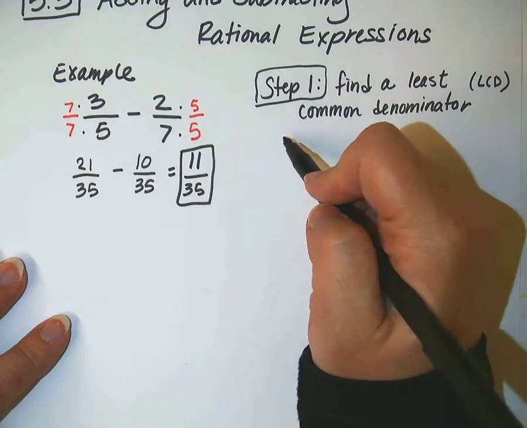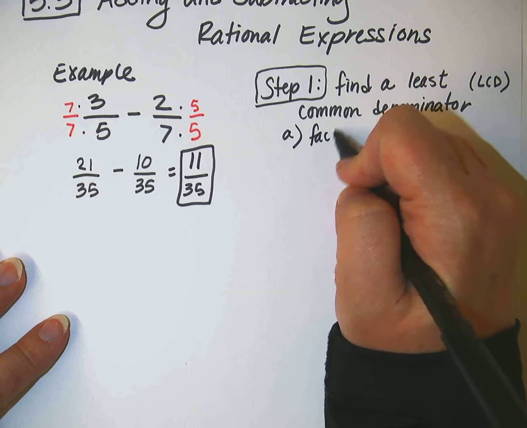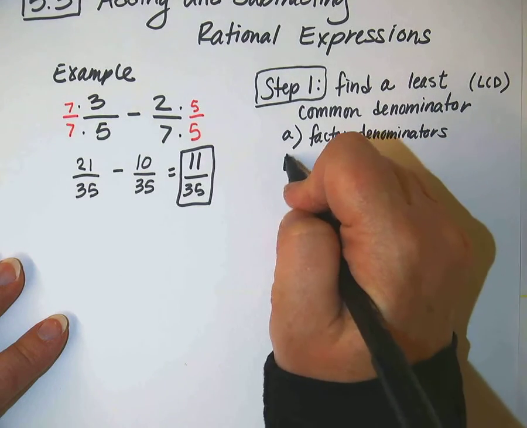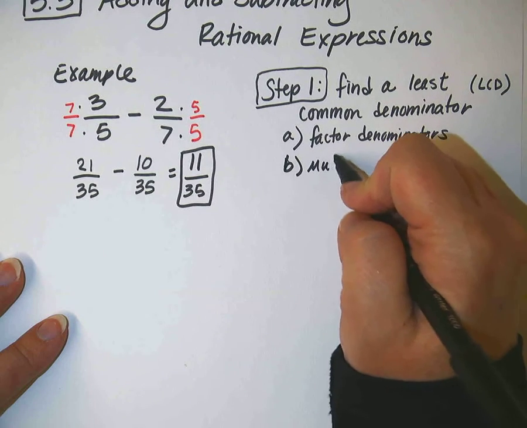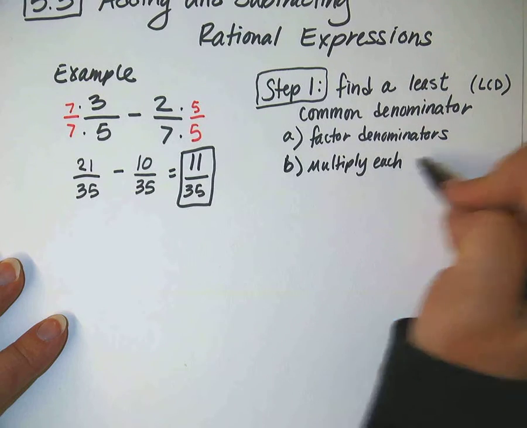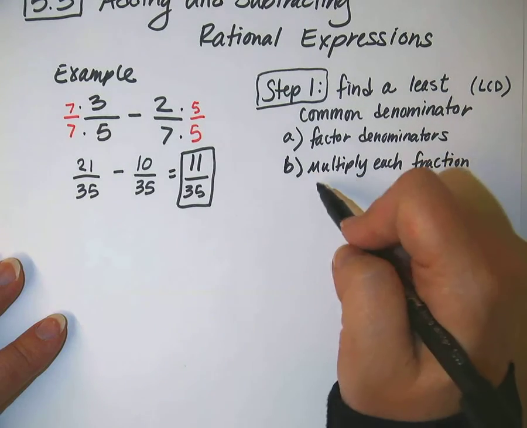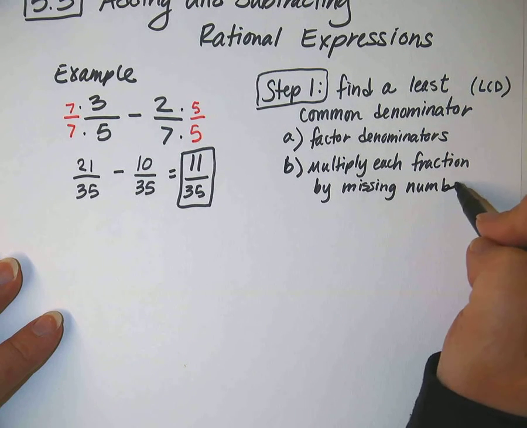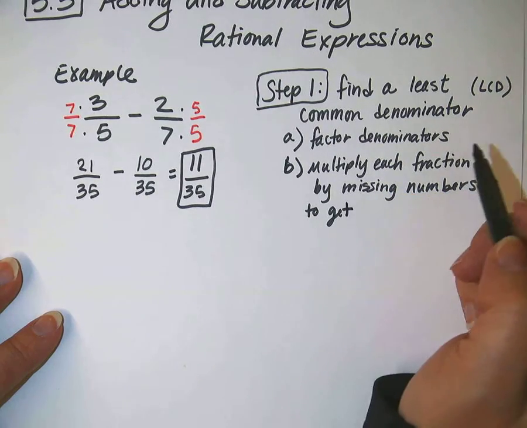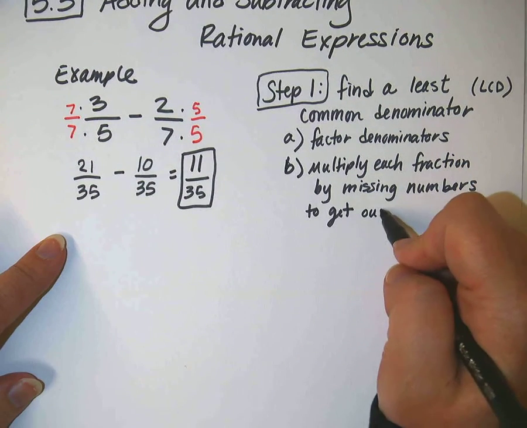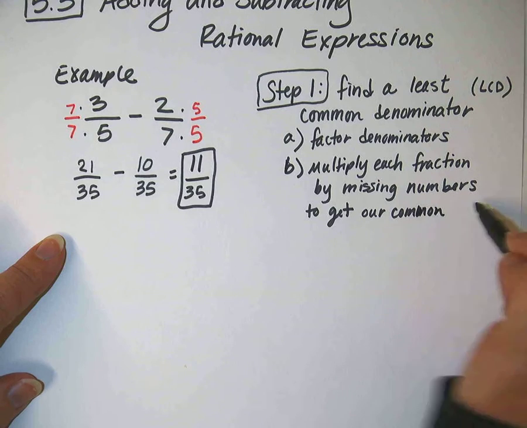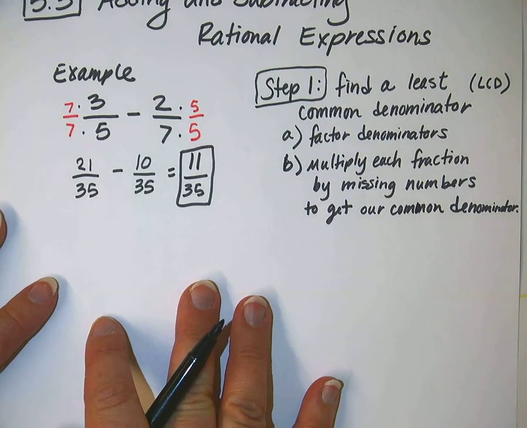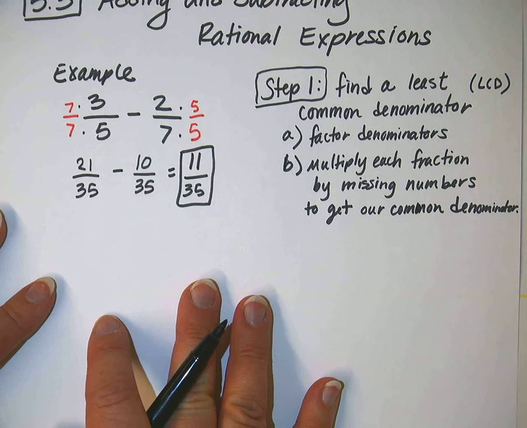All right. To find a least common denominator, first we might want to factor the denominators so we can see if they have any factors in common. And then in order to make sure that all of the fractions have the same denominator, we multiply each fraction by missing numbers to get our common denominator, right? So that's what we did when we multiplied this one by 7 over 7 and this one by 5 over 5. Okay. All right, so step one is getting that least common denominator. We find it, we multiply everything so we have the least common denominator.